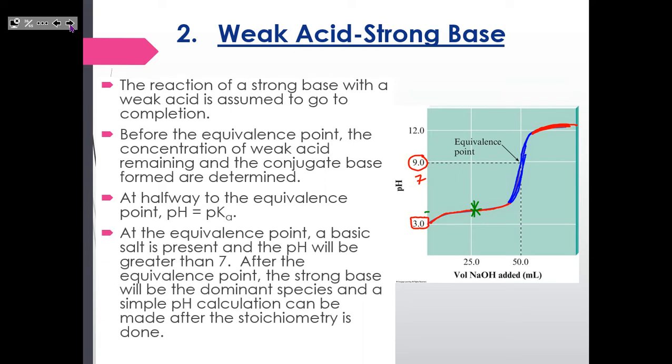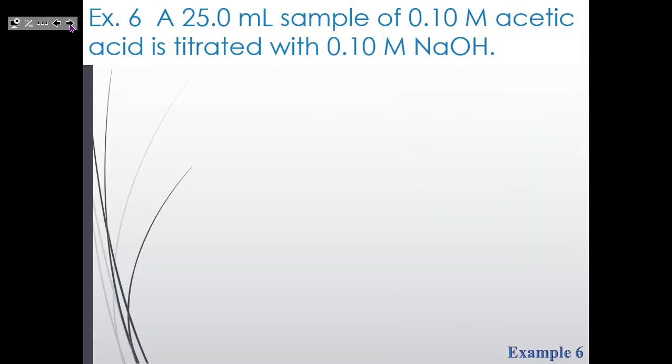At the equivalence point, a basic salt will be present, and the pH will be greater than 7 because the basic salt is going to produce hydroxide in solution. So there's going to be a strong base dominant after the equivalence point, and so the pH is going to go above 7. So let's go ahead and jump into our weak acid, strong base titration.